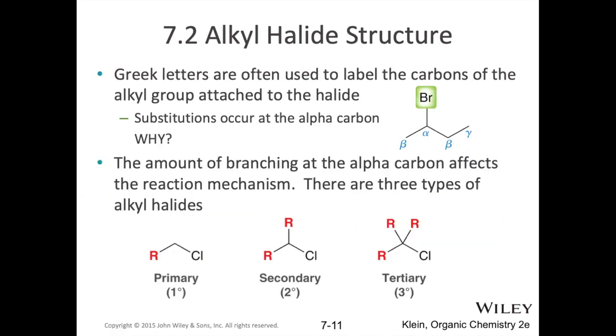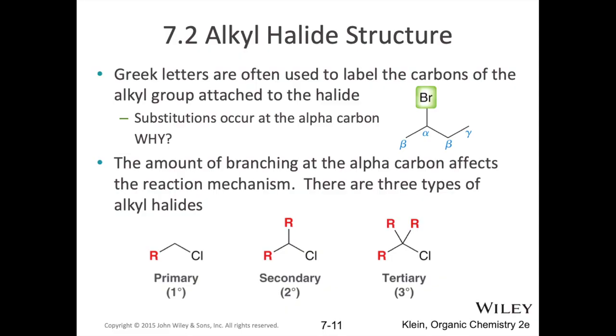Okay, so let's talk a little bit more about how these things are named. When we're referring to our alkyl halide, we give Greek letters to the carbons that our halogens attach to and subsequent carbons from that. The carbon that's directly attached to our halogen is called the alpha carbon. So you can see here we're using a lowercase Greek letter alpha to designate that.